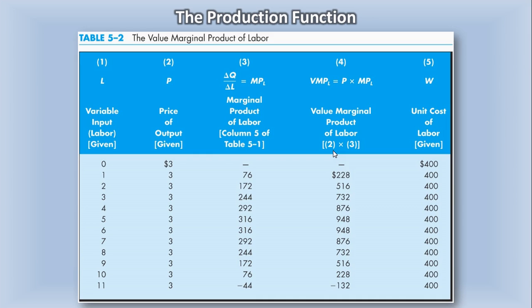And therefore the optimal amount of workers to hire in this example is going to be 9 workers, right? It's the point at which the value of the marginal product of labor is equal to or higher than the wage, the extra cost of hiring an additional worker.